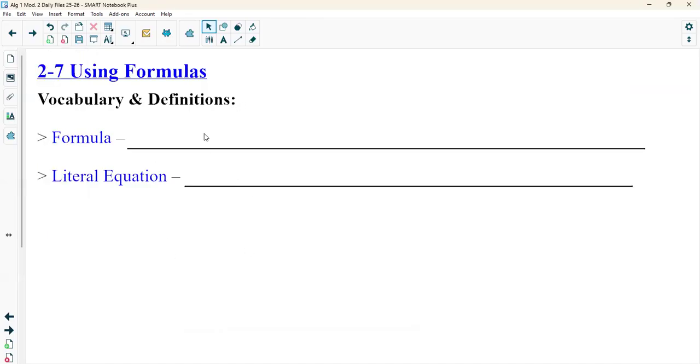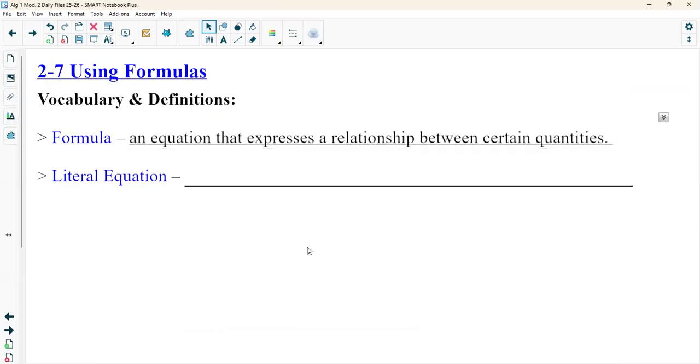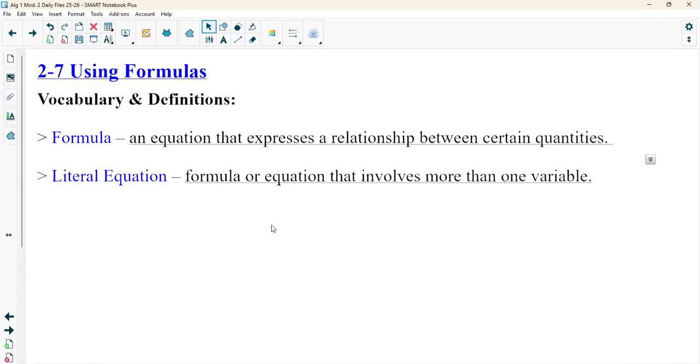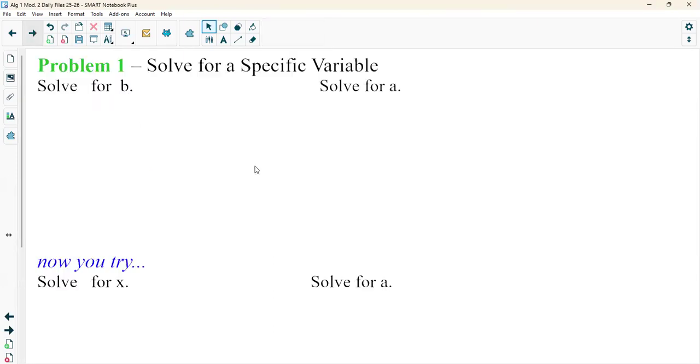We're going to have our two vocab and definitions. Our formula is going to be an equation that expresses a relationship between certain quantities, and a literal equation is going to be a formula or equation that involves more than one variable. Let's go ahead and get going here. So today we're going to be trying to solve for specific variables.